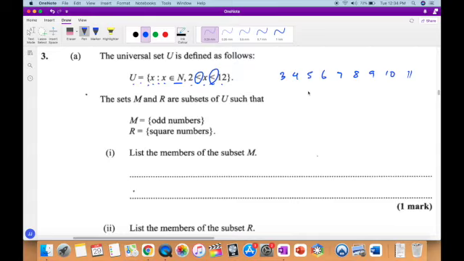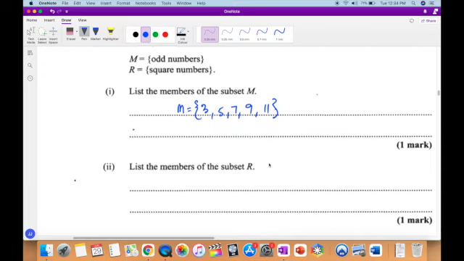The sets M and R are subsets of U such that M has the odd numbers, and R is the square numbers. So list the members of the set M. We have the set U over here, so the set M will be the odd numbers: the set of 3, 5, 7, 9, and 11.